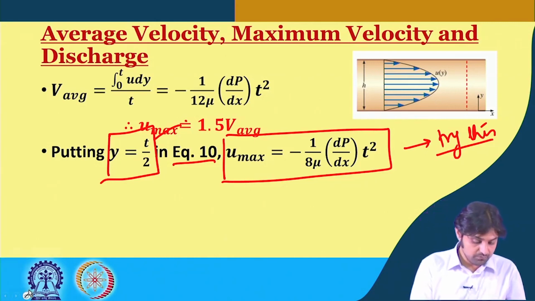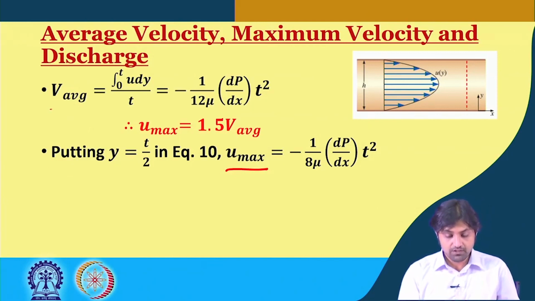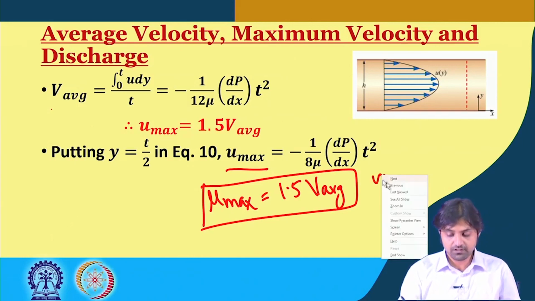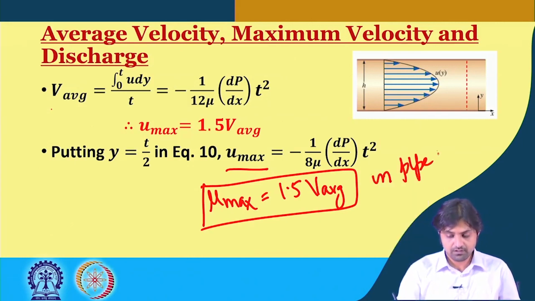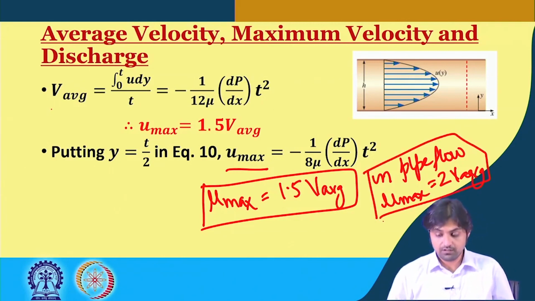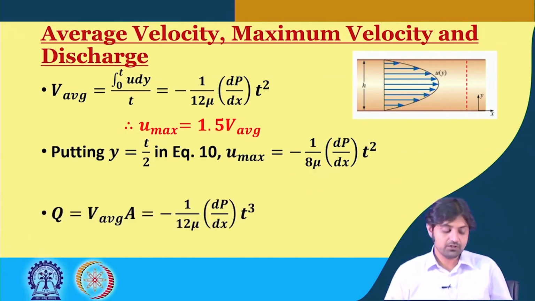All right. So, if you divide u max by v average, we get u maximum is 1.5 times v average. In the pipe flow, u max was 2 times v average. Here it is 1.5 times the v average, and q is simply v average into a.